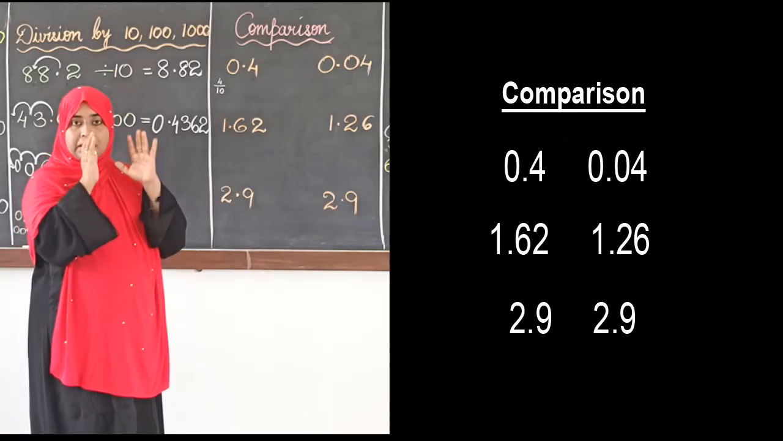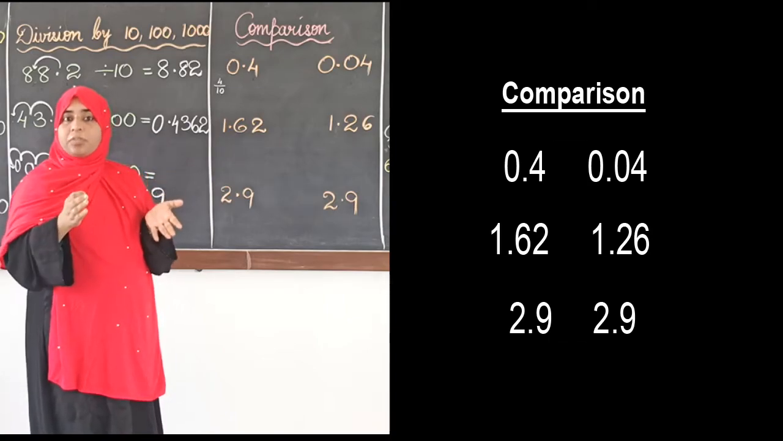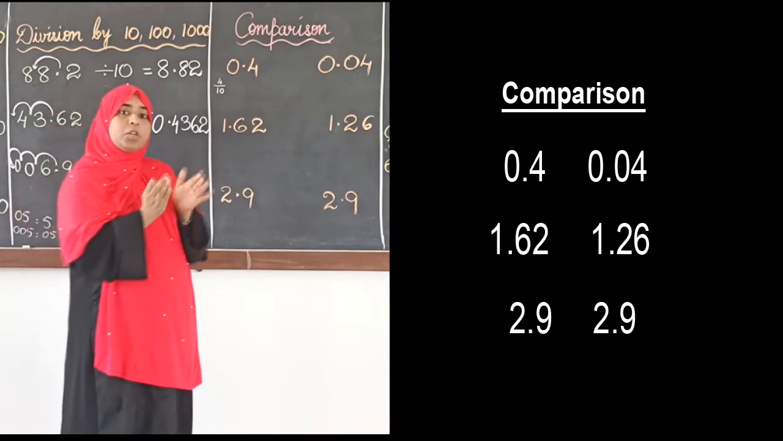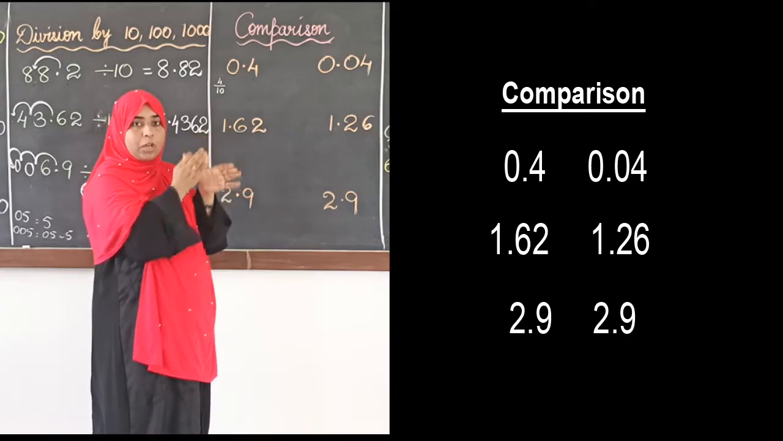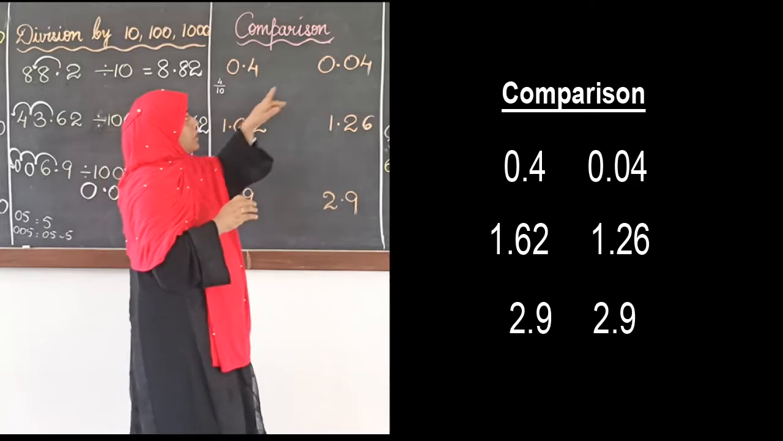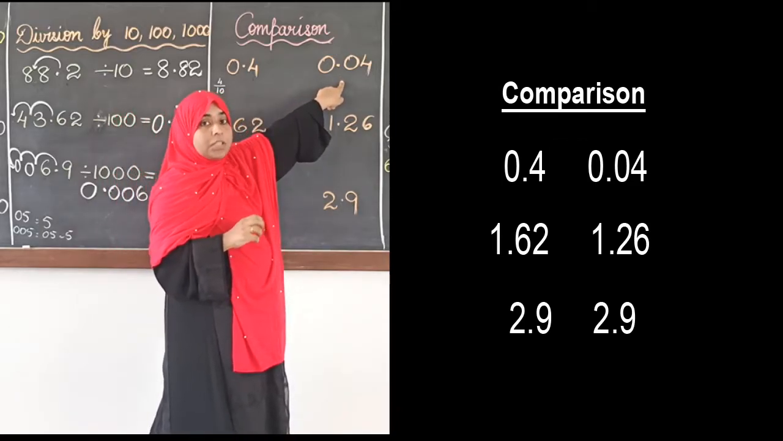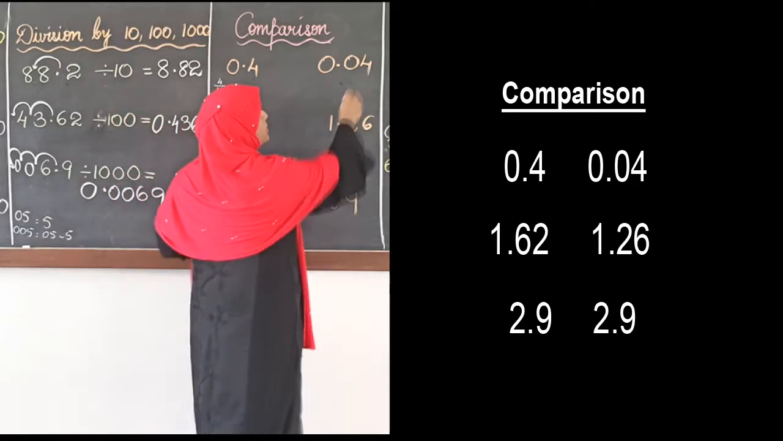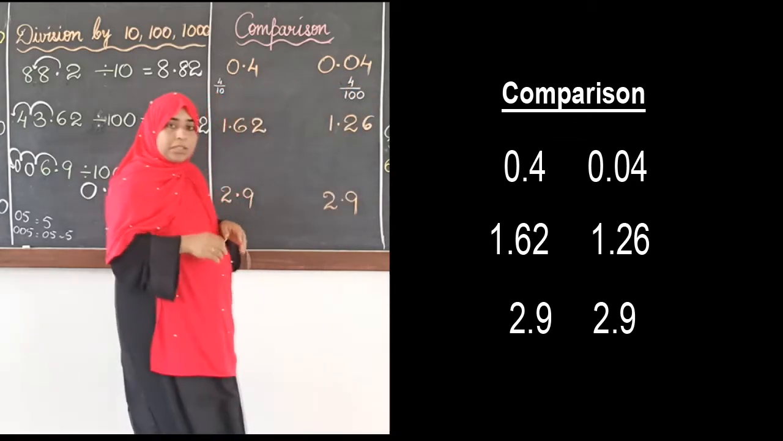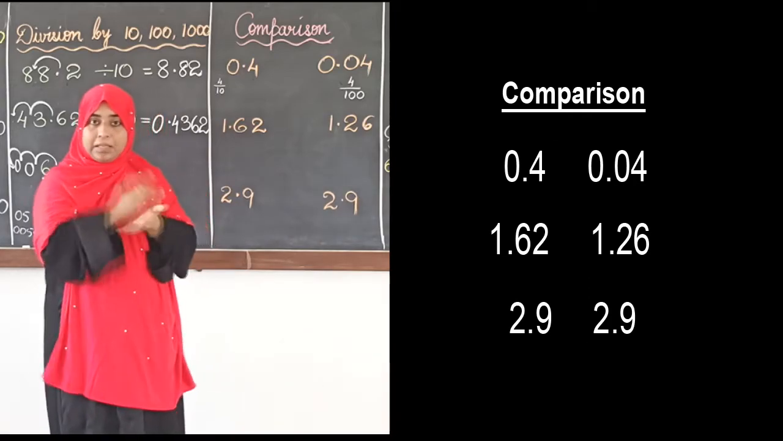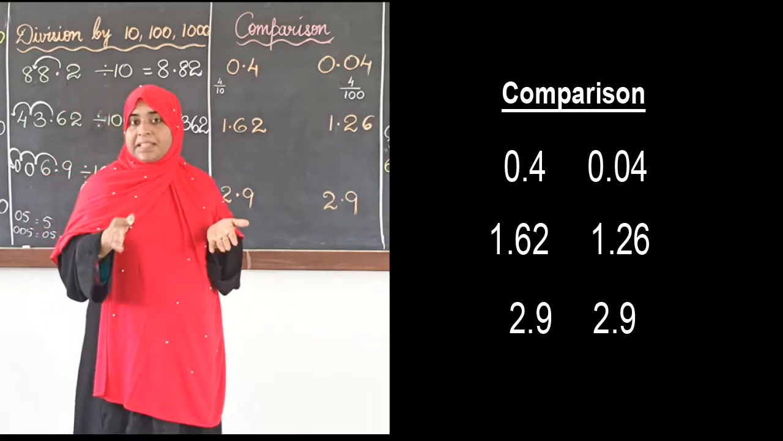Just imagine that there is an apple and you are making 10 parts of that apple, and out of 10 parts you are taking 4 parts. So your 4 parts that you have got are 4 out of 10. Okay. Now the other side I have 0.04. This means that it is 4 out of 100, right.